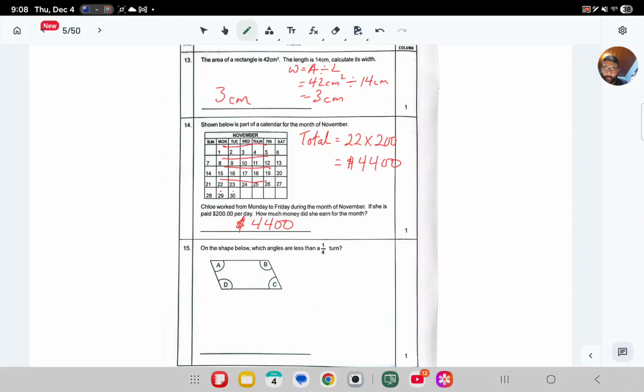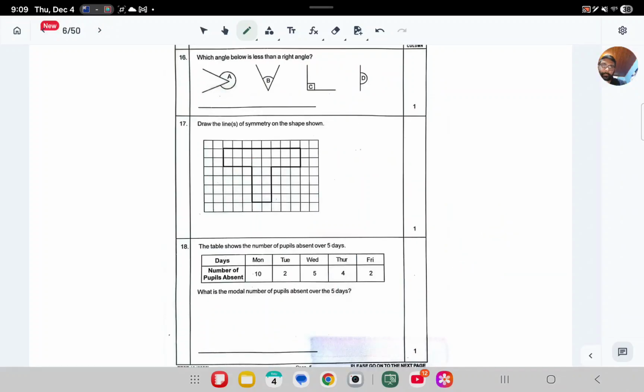On the shape below, which angles are less than a quarter turn? So meaning less than 90 degrees. From our previous sessions, we know that 90 degrees is represented by this. So anything less than that would look like this, which is known as an acute angle, less than 90 degrees. So looking at this here, we realize this and this here, so A and C are less than a quarter turn.